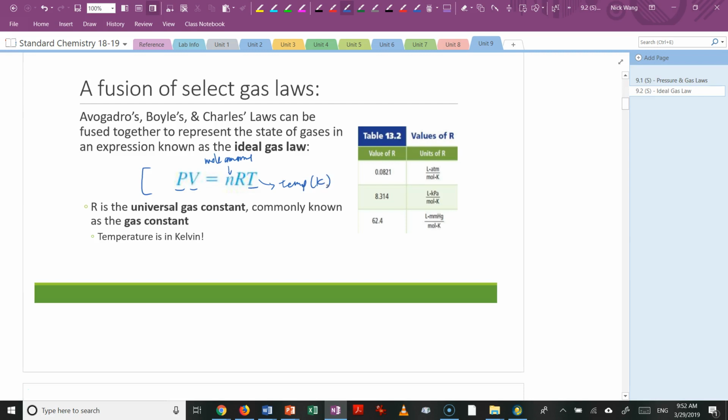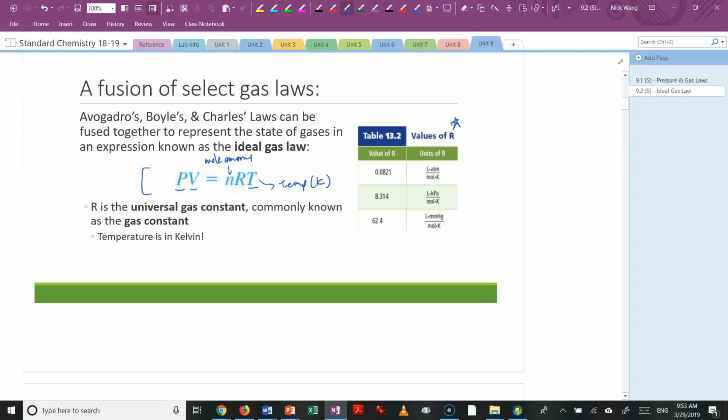The only thing that we haven't learned about here is this R. R is something called a universal gas constant, and very often I'll just say the gas constant. But this is a gas constant that kind of makes these four variables come together. It's a number that's always going to stay the same in any context. And over here on the right side, they give you a little table for values of R.